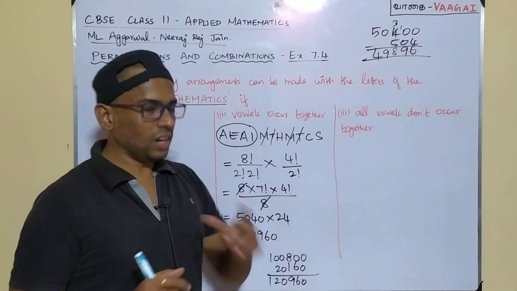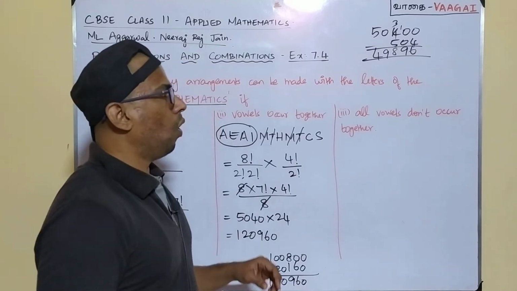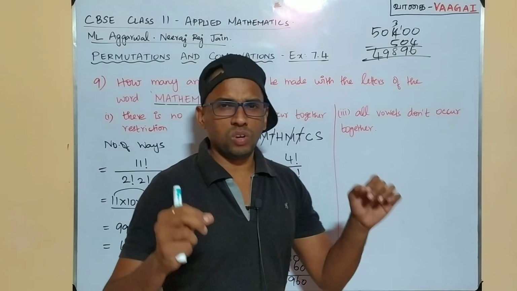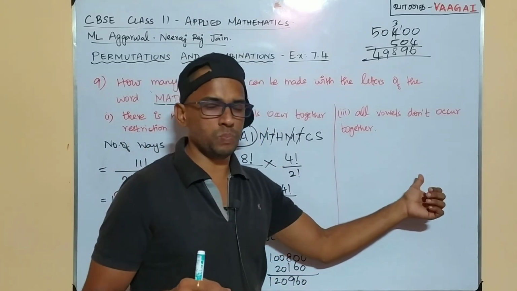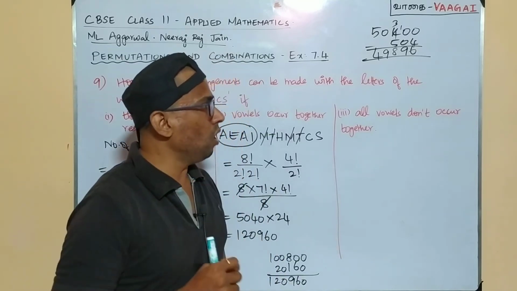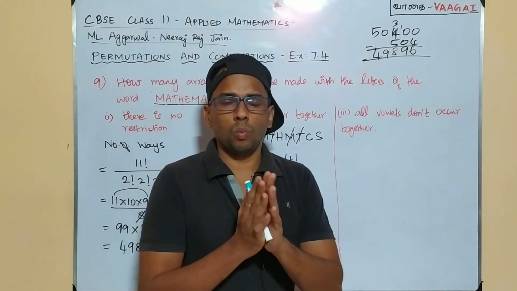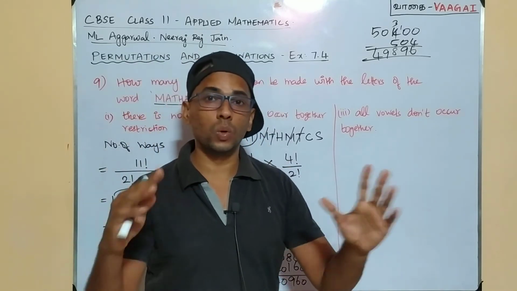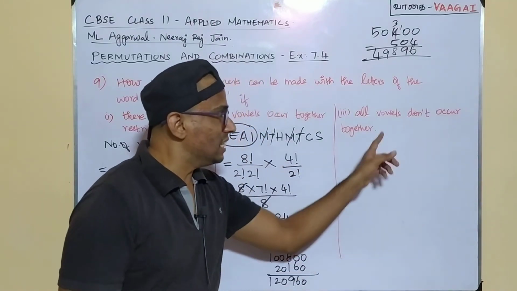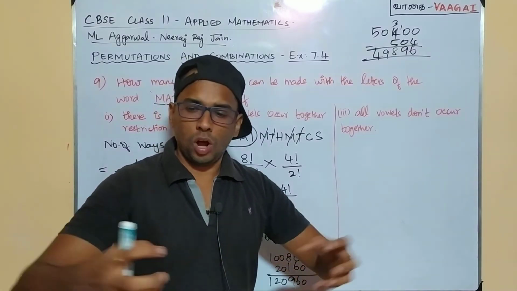Now coming to the third subdivision, here we have all vowels don't occur together. Just be very careful with this calculation, be careful with the words they are using. All vowels don't occur together. What do you mean by that? What do you mean by all vowels don't occur together? So the meaning is, not all the vowels are together. This doesn't mean that vowels should not be together.